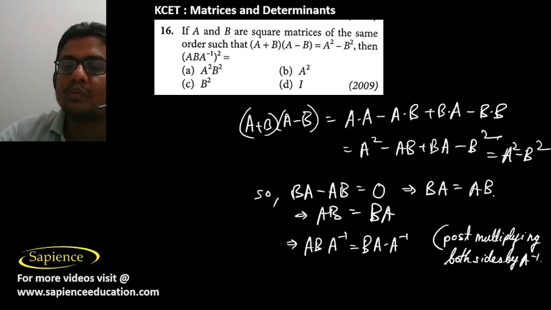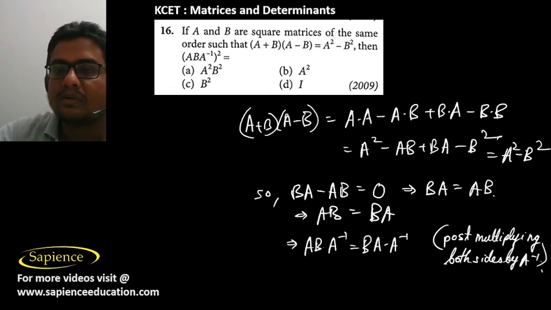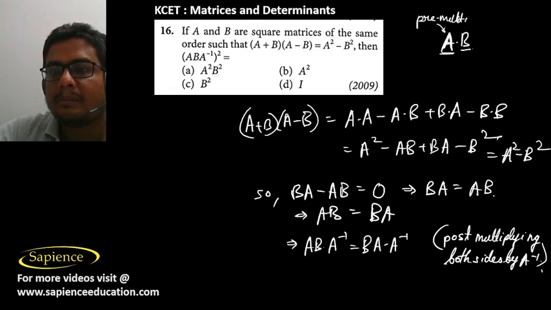Post multiplying means that suppose you do A into B, then B is being post multiplied with A, or I can say A is pre multiplied with B. The matrix which is written in front is called the pre multiplier, and the second matrix is called the post multiplier.